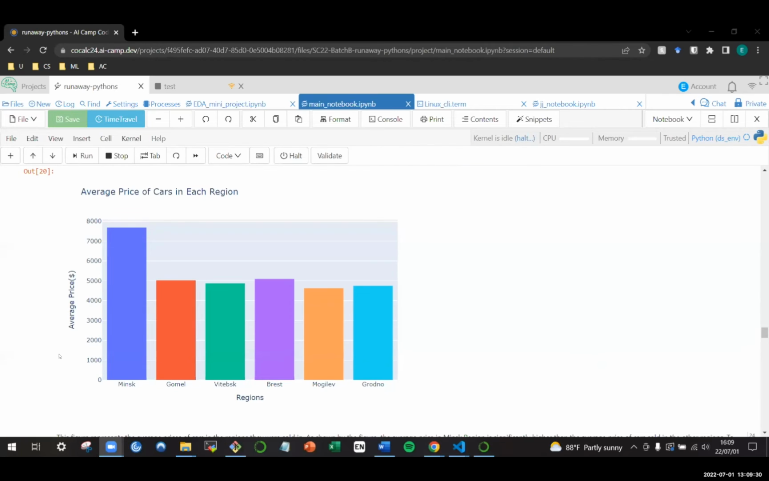This figure represents the average prices of cars in the regions they were sold in. As shown by the figure, the average price in Minsk region is significantly higher than the average price of cars sold in the other regions. To understand why there are differences in average prices in each region, we further analyze the types of cars being sold in each region in the next plot.